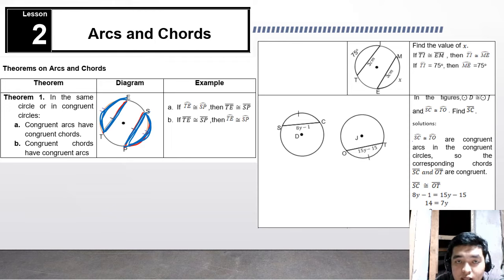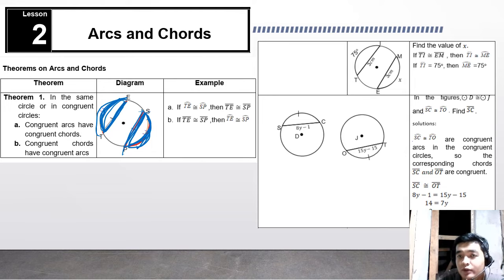Okay, if arc TE, again, the symbol is arc, is congruent to arc SP, then the chords TE are congruent also, or vice versa. Again, if the chords are congruent, it follows that the arcs are also congruent.